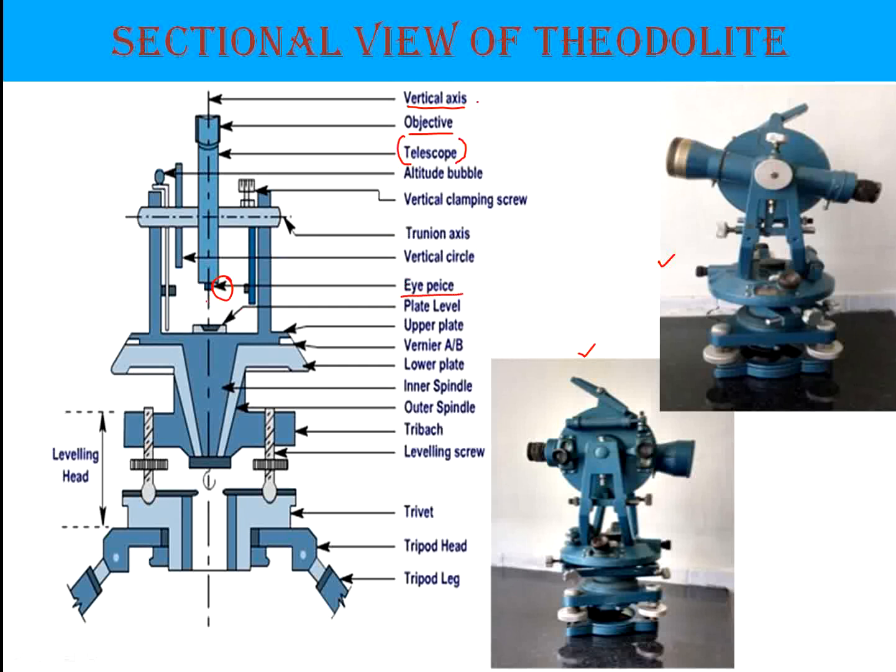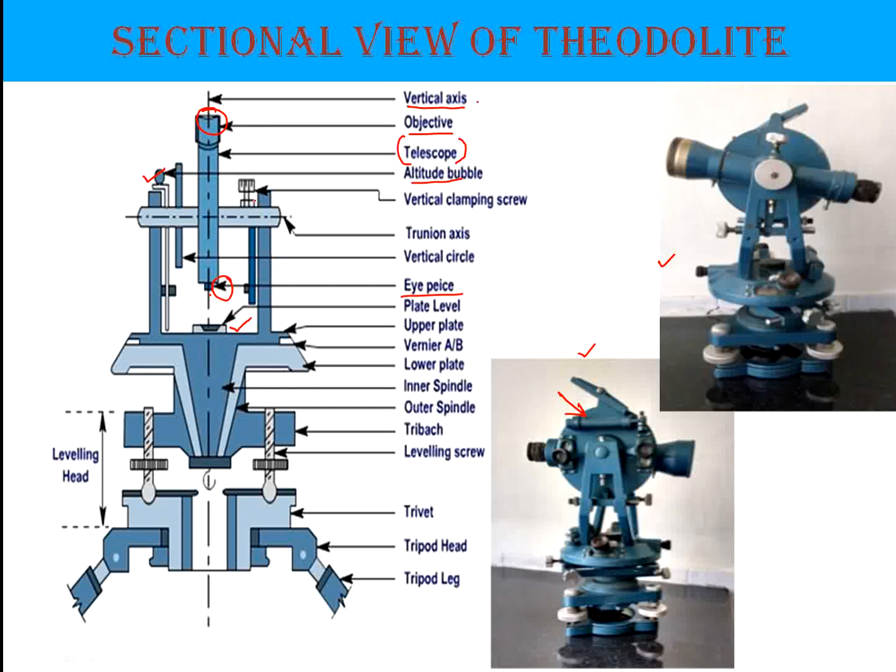Okay. So an eyepiece will be there and an objective will be also there. Now, this instrument will be having two bubble tubes as shown here. One will be near the telescope and the other will be near this graduation circle. Okay. So the one near the telescope is termed altitude bubble. You can see it here. This is our altitude bubble. This is for exactly leveling your instrument.